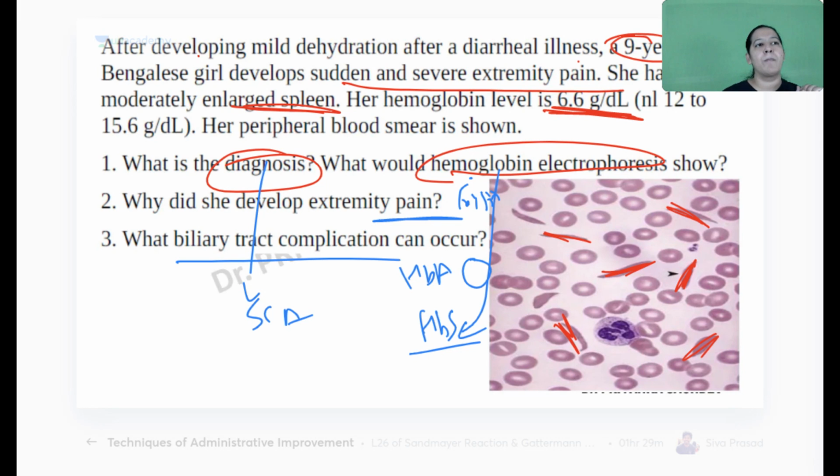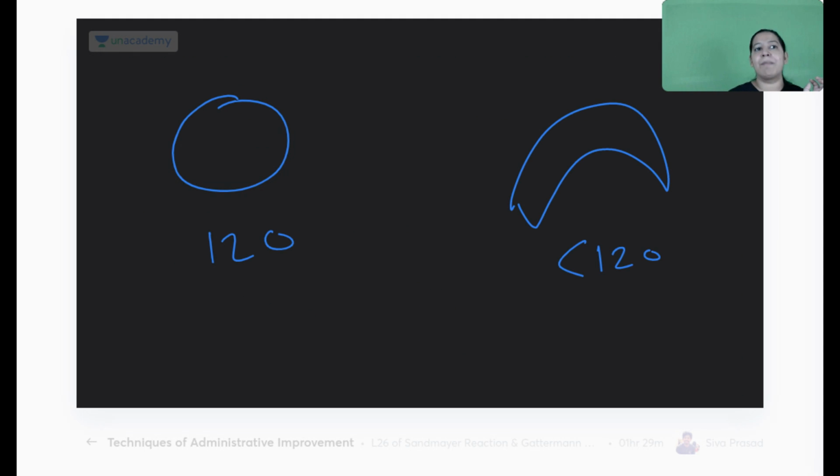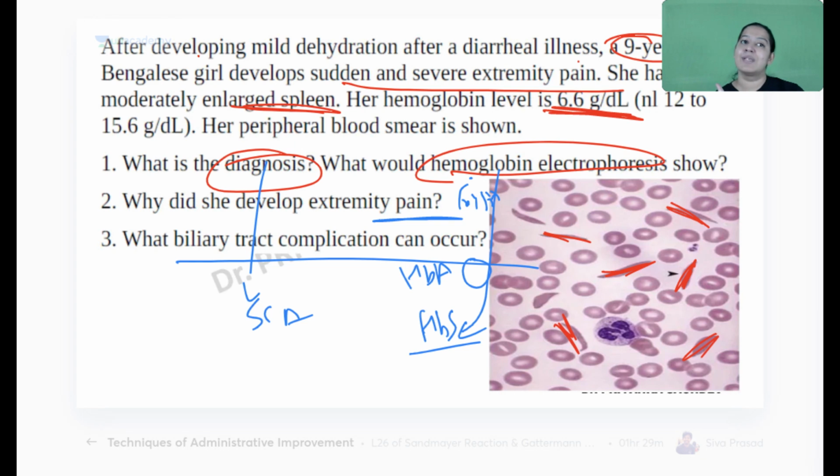And what biliary tract complication can this patient have? Normal RBCs die in 120 days. These sickle cell RBCs die in less than 120 days. The spleen will destroy them because they are abnormal. When the RBC is destroyed, the hemoglobin will come out. Heme and globin will separate, and excessive heme in the blood will form stones in the gallbladder. So gallbladder pigmented stones is a complication.